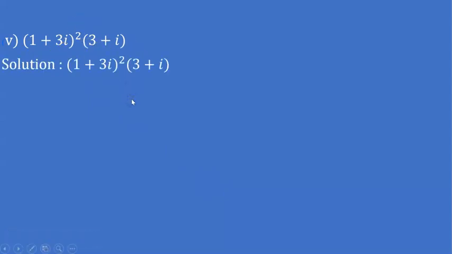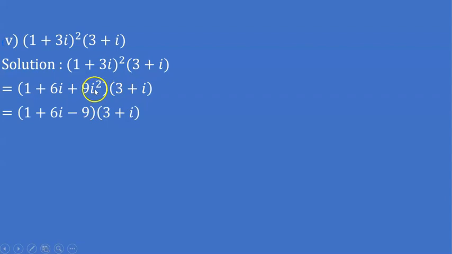Now next, in bracket 1 plus 3i bracket square into 3 plus i. Now expand this 1 plus 3i bracket square, that is a plus b bracket square: 1 square, plus 2 into 1 into 3i, that is 6i, plus 3i bracket square, then you will get 9i square. In the next bracket, 3 plus i. 9i square, i square means what? Minus 1. Minus 1 into 9, then you will get minus 9.